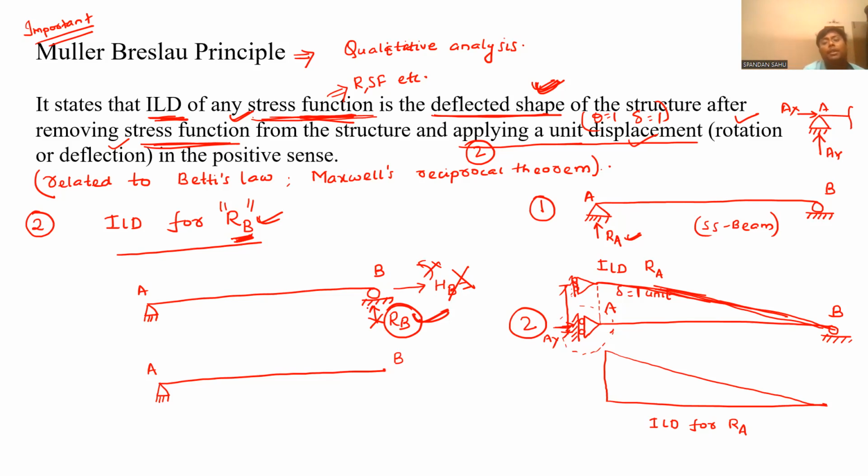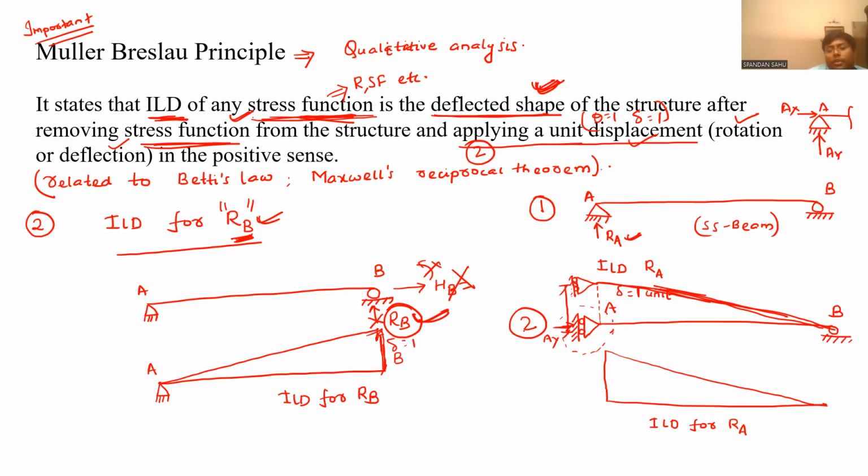So I have to remove RB. Remove it completely. The support will be modified like this. The roller is providing only one support. I have to remove the roller directly and just give 1 unit displacement and join it to this part. This will be the ILD for RB.